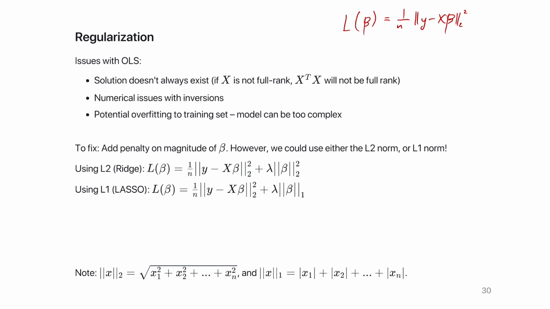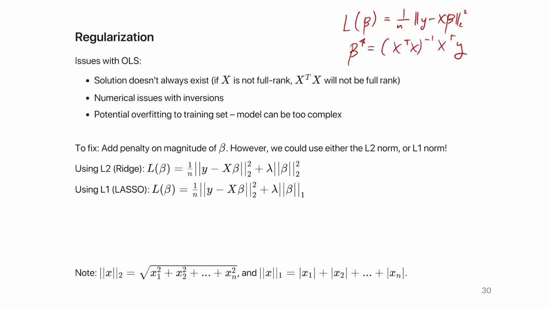For example, if some of your columns are linearly dependent, or you have more features than you have actual observations, your matrix X will not be full rank. And that implies that your matrix X transpose X will also not be full rank, so you can't invert X transpose X. So the solution, which we all know and love, X transpose X inverse X transpose y, can't be computed if X transpose X is not full rank. That's a problem. We didn't really emphasize this too much this semester, but sometimes there are numerical issues with inversions. But the main reason we want to use regularization is to prevent overfitting, which is what we're going to start talking about.